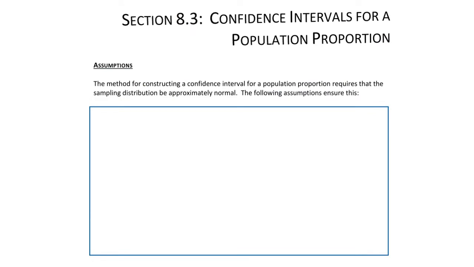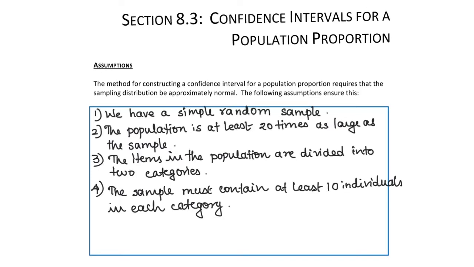The assumptions for constructing a confidence interval for P are: we have a simple random sample. The population is at least 20 times as large as the sample. The items in the population are divided into two categories. The sample must contain at least 10 individuals in each category. So check to assure that the assumptions are satisfied. If they are, then proceed with the steps to find the confidence interval.